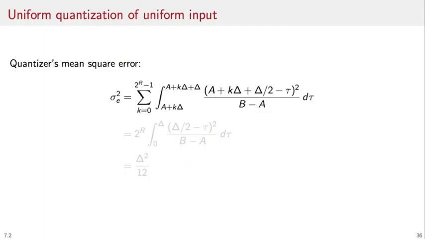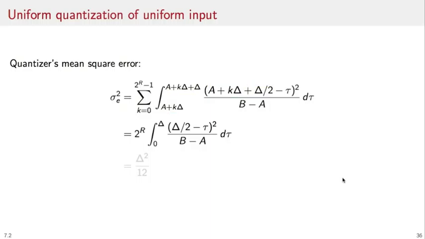Back to the mean square error. We now replace into the expression for the mean square error the values that we found in the previous analysis, namely the boundaries for each quantization interval, the value for the midpoint, and the expression for the probability distribution of the input.